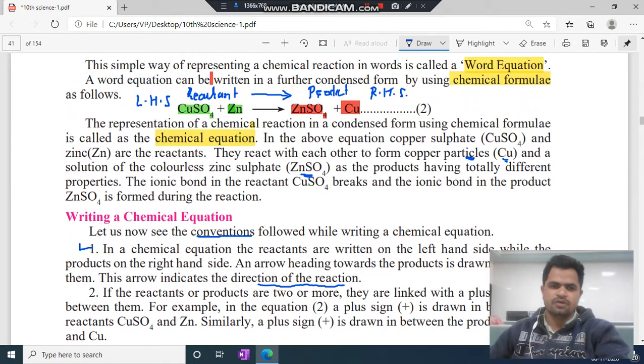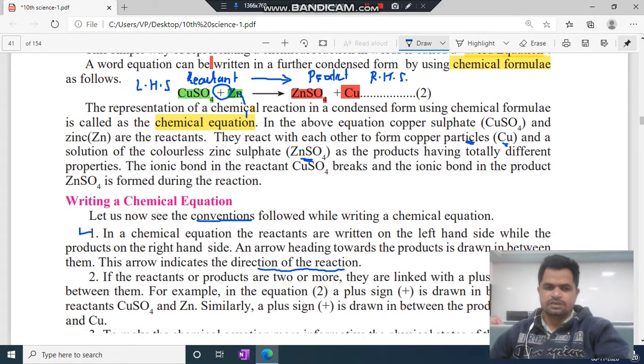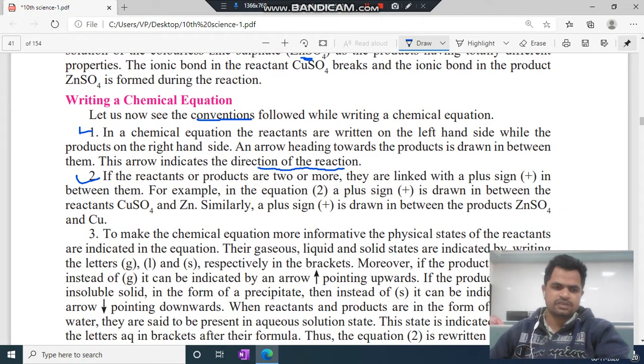Look here, we have written a plus sign, this one plus sign. Then next conventions, we have finished the second convention, now the third convention.